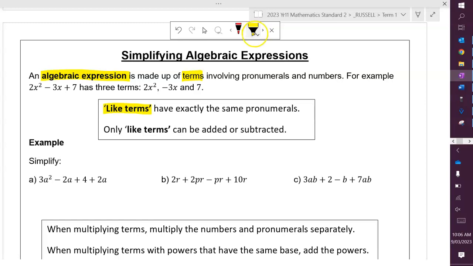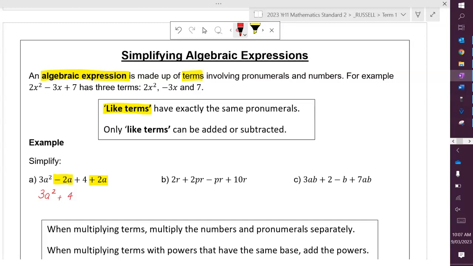So if we look at our first example, I have 3a squared minus 2a plus 4 plus 2a. What you can do is highlight, underline, or colour code your like terms, which can make it easier to interpret. So I have 3a squared, there are no other terms that are the same, then minus 2a plus 2a. These just cancel each other out, and so I'm just left with 4.